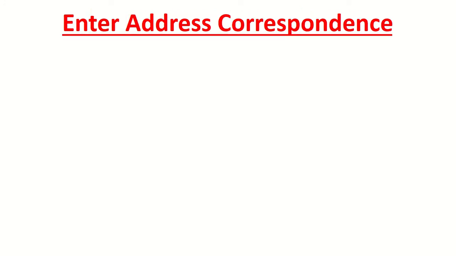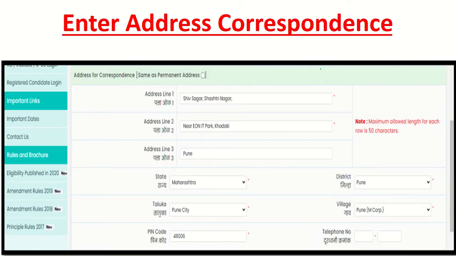Further, you have to enter your correspondence address as well, and in case your correspondence address and permanent address is same, then make a mark in this box where it is mentioned address for correspondence same as permanent address. And in case your permanent address and correspondence address is same, then you need not fill this correspondence address detail. And if both the address are different, then you are required to fill correspondence address columns.